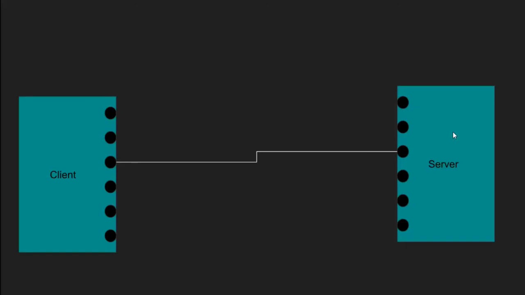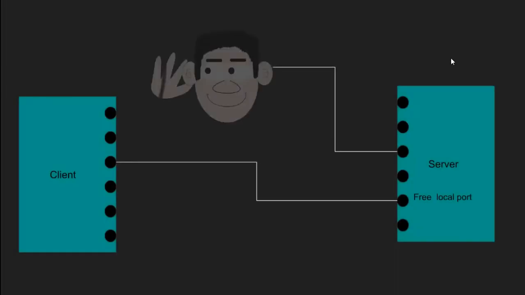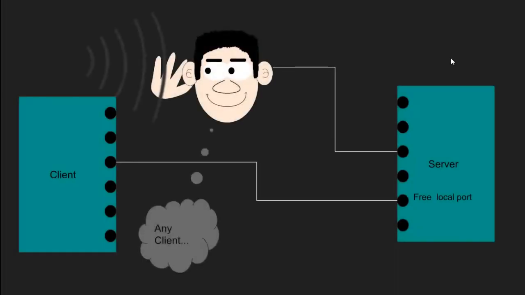But the problem with this is that it cannot serve newer requests. So, to overcome this, the server finds another free local port and uses this port to make a connection to the client. And the previous port can continue to listen or wait for other client requests.